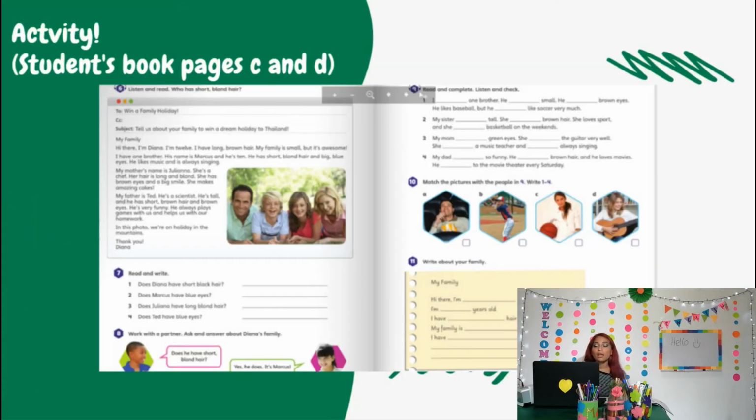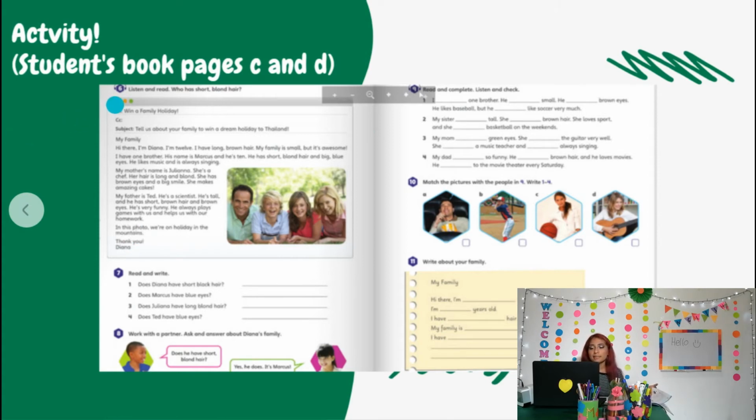And that's it. Now we have activities on pages C and D from the student's book. To start, we have exercise 6. Please open your books so we can do it together right now because it's not that clear.